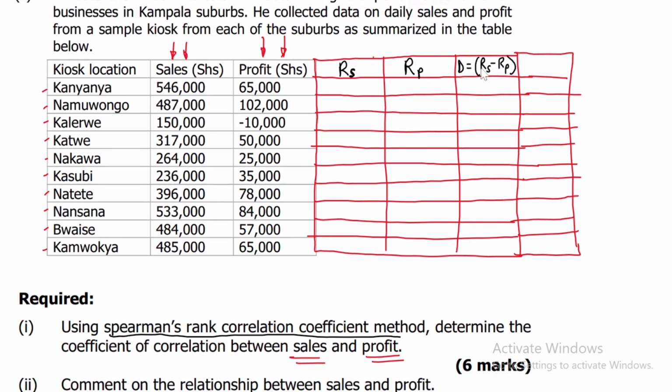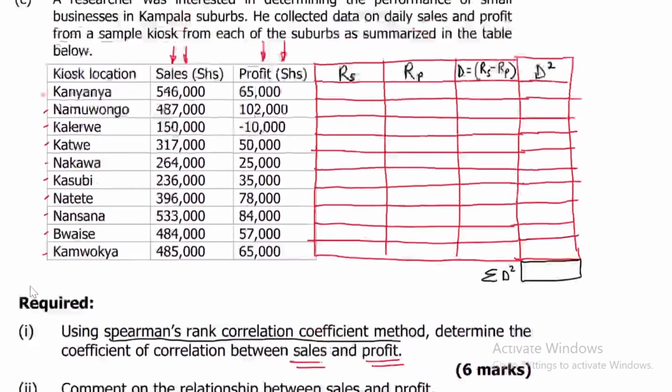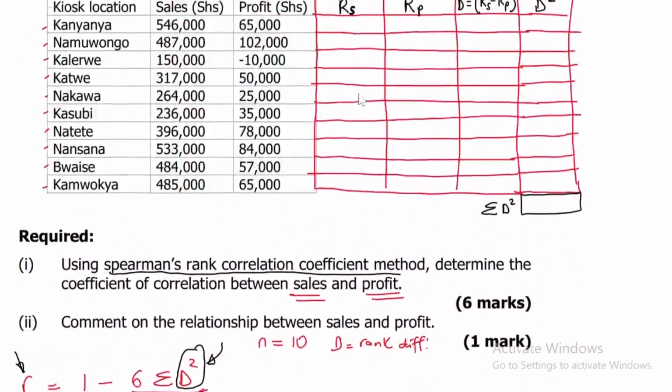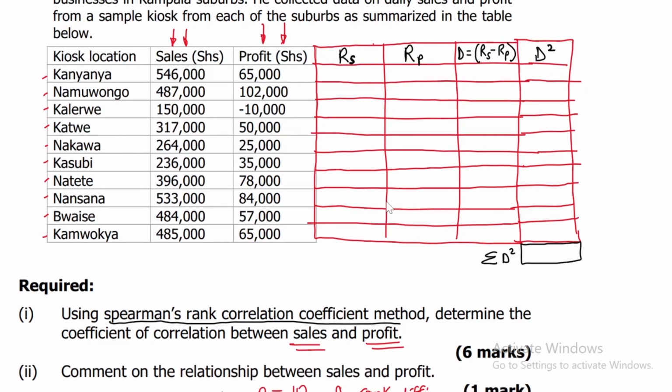Then after getting our value of d, which is the difference in the ranks, we get our value of d squared. After getting d squared in this column, down here we shall get the summation of d squared. Then we substitute it in the formula. We have our value of n, and then we are able to get our rank correlation as the answer. Okay, so let's get started with our calculations. Of course, with these kinds of numbers, we have to be careful. It is very easy to make an error.